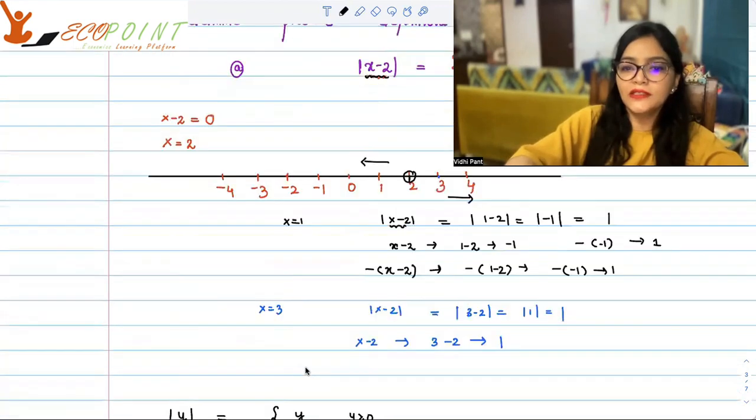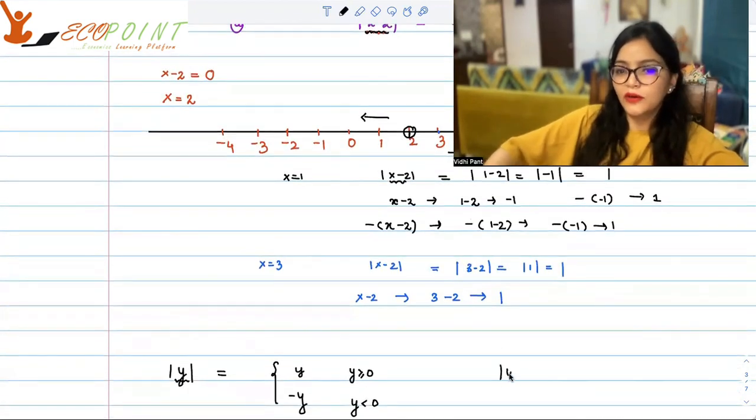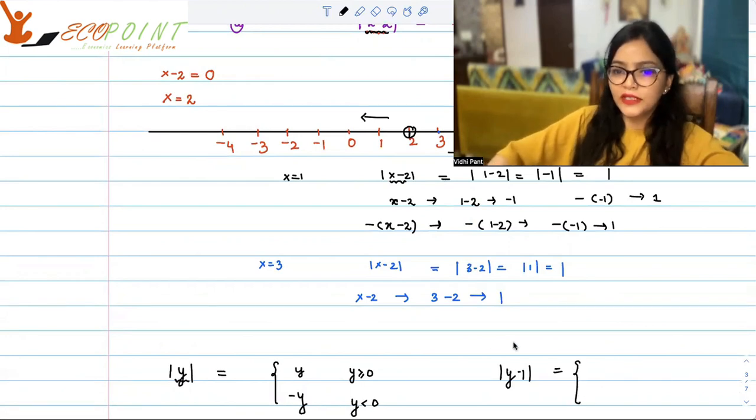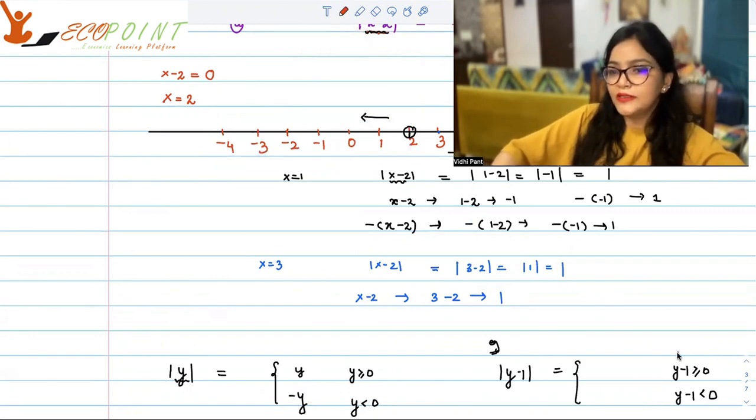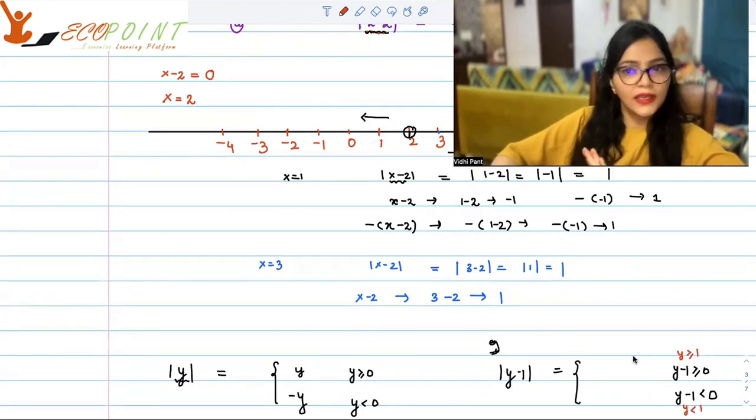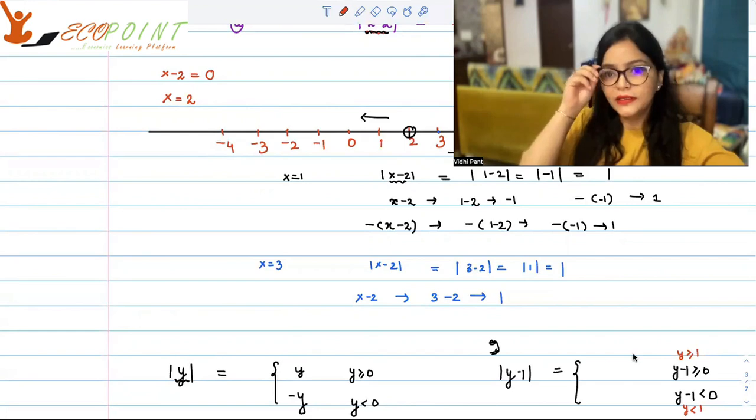If it would be the case of, say, mod of y minus 1, it's a different example altogether. If I'm taking y minus 1, then when y minus 1 is greater than or equal to 0, something happens. When y minus 1 is less than 0, something happens. y minus 1 greater than or equal to 0 means that y is greater than or equal to 1, and y minus 1 less than 0 means y is less than 1. I hope you understand number line.